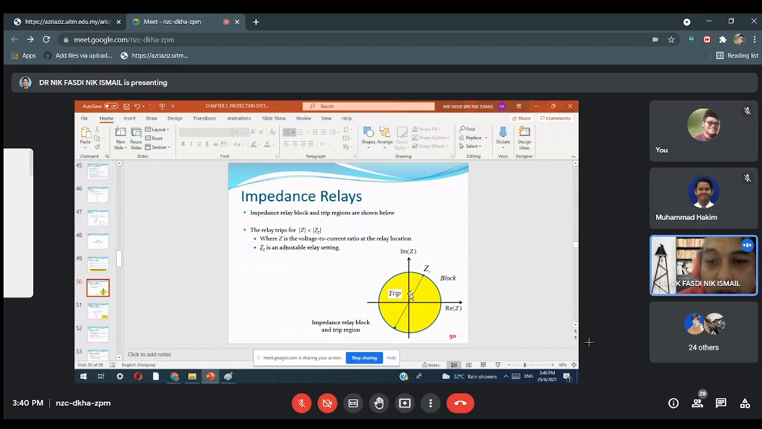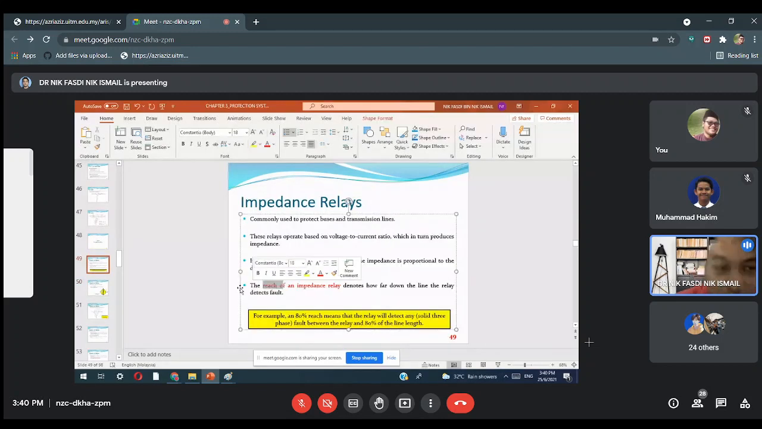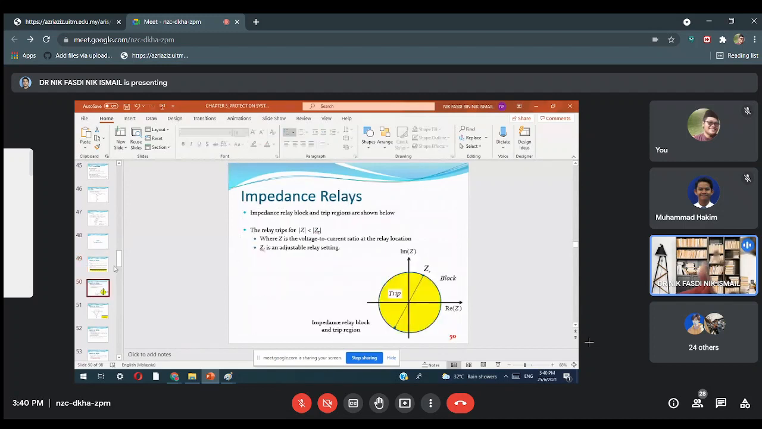So, boleh dimension about reach impedance. So, ni ada the reach of impedance, this is the ZR. The fault impedance Z must be within the circle. Dalam circle ni, baru dia akan trip. Kalau dia keluar outside the circle, means that Z is greater than ZR, so dia tak akan trip. Relay tak akan turn on. Okay, itu maksud dia, impedance relay.